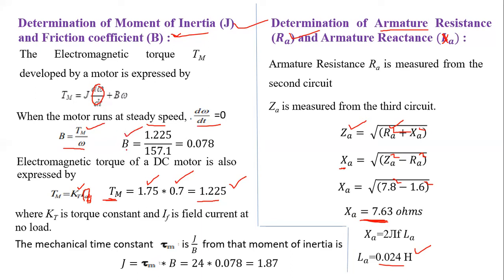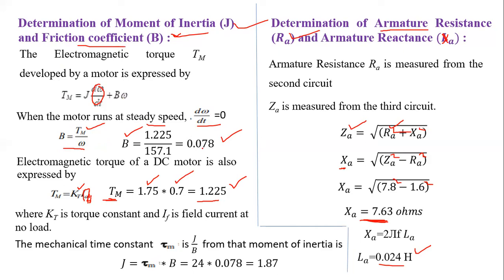That is the viscous friction. So 1.225 by omega. Omega at the rated speed is 2 pi n by 60, where n is 1500 rpm. So 1.225 by 157.1, which we get as 0.078. The mechanical coefficient, that is the friction constant of viscous friction, we are getting as 0.078.